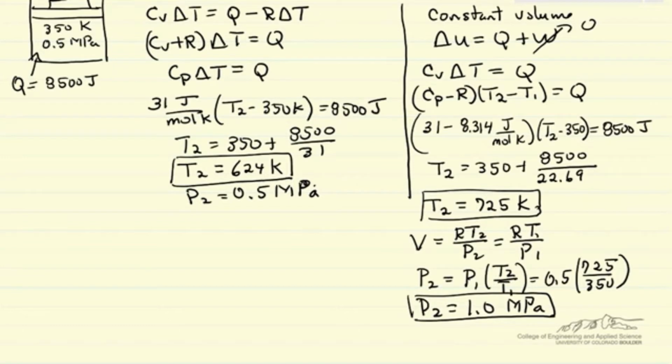You'll notice the temperature is significantly higher for the constant volume process, about 100 degrees higher, because in the constant pressure process, some of the heat that was added went into work, which was removed from the system. The rest went to raising the temperature, increasing internal energy. In the constant volume system, all the heat added went into raising the temperature, increasing internal energy, and therefore the temperature is higher.